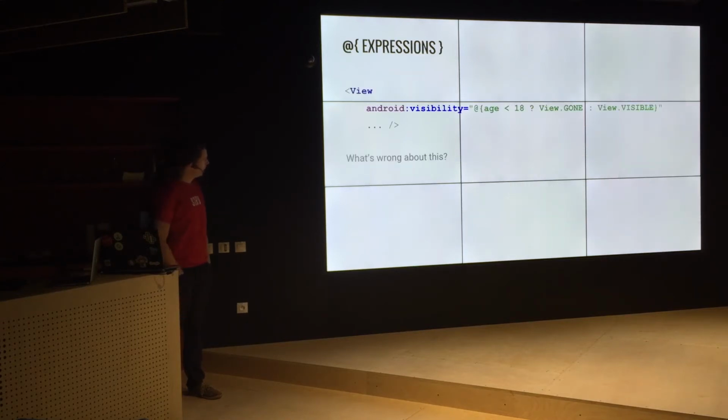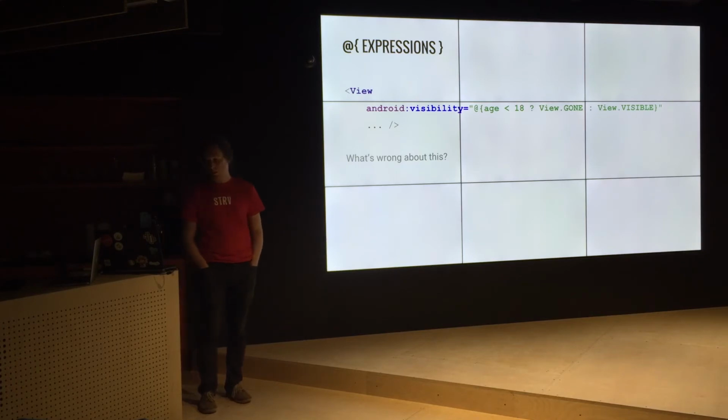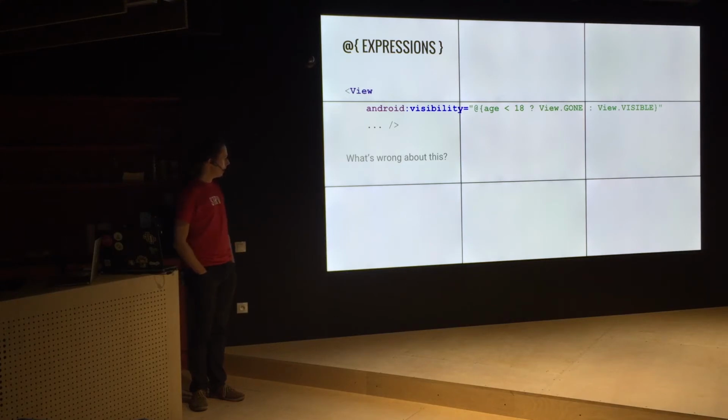Now let's talk about expressions. Data binding library provides a very good expression language. We can use in our layouts conditions, comparisons, we can call methods and stuff like that. So I think that this expression language is quite powerful, and we can do a lot of things with it. And I think it's not so good. Do you have some idea what is wrong about this piece of code in relation to MVVM architecture? Any idea?